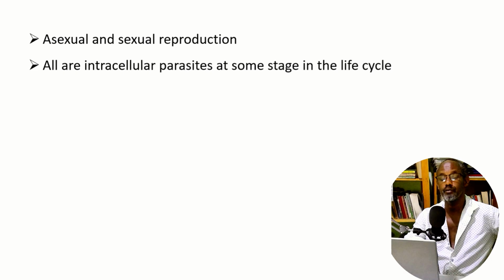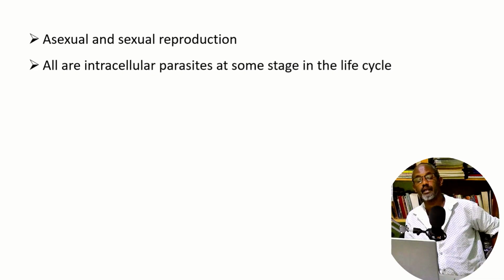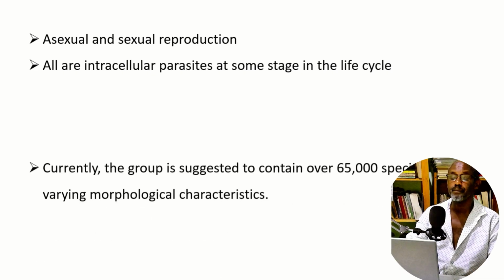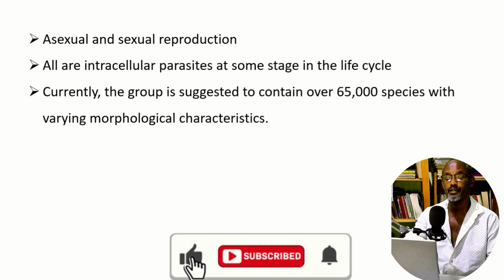You see, all these groups, sporozoans or apicomplexa, they do have an intracellular stage at some part of their life cycle. Currently, the group is suggested to contain over 65,000 species with varying morphological features or characteristics. Cellular shapes, cellular features differ. 65,000, a huge and really diverse group. And they are all what? Parasitic.